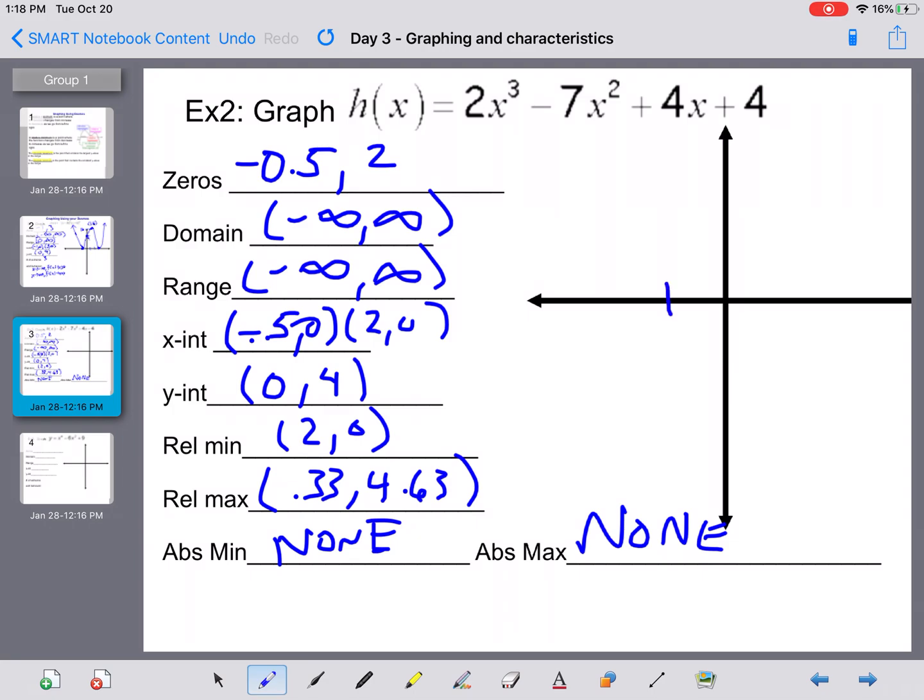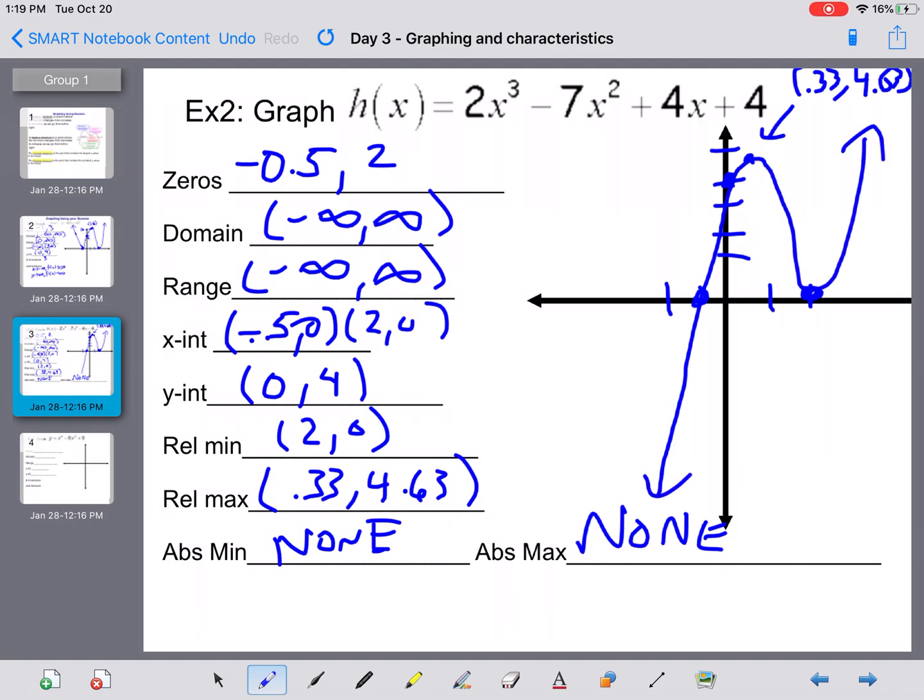So transferring that information over. We have a point here and here. We have a point at 4. And then we had this point right here, which I would label since it's not at a whole number point. So I would just say that this is at (0.33, 4.63). And then we are going to come from down here, we're going to go through that y-intercept, we're going to come back down, and then we're going to bounce. And so we have a graph that looks like that.